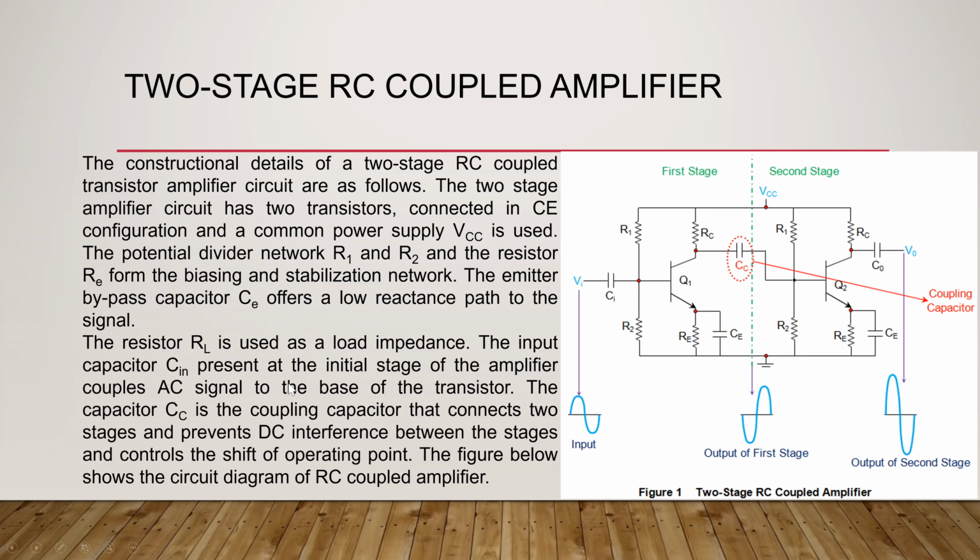The input capacitor, present at the input stage of the amplifier, couples the AC signal to the base of the transistor. The coupling capacitor CC connects the two stages and prevents DC interference between the stages and controls the shift of the operating point. Thereby, it will stabilize or control the operating point. This circuit diagram is very simple and also very important.